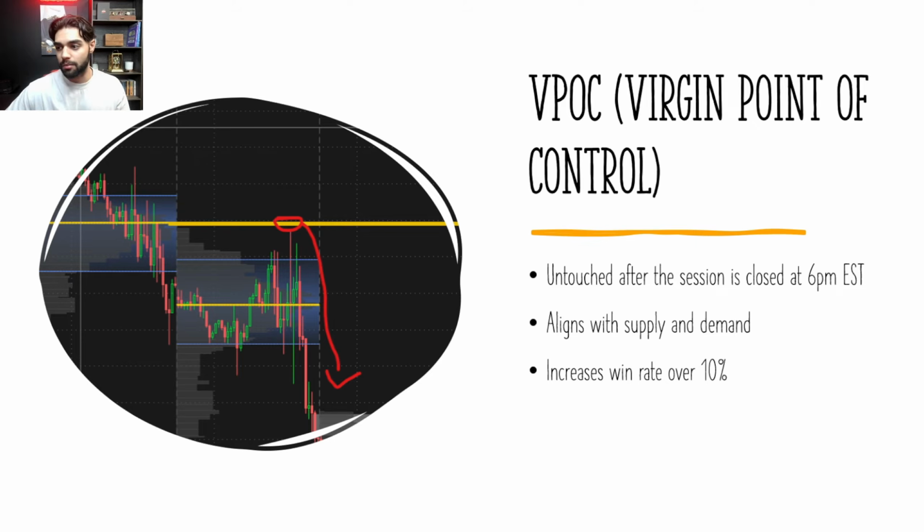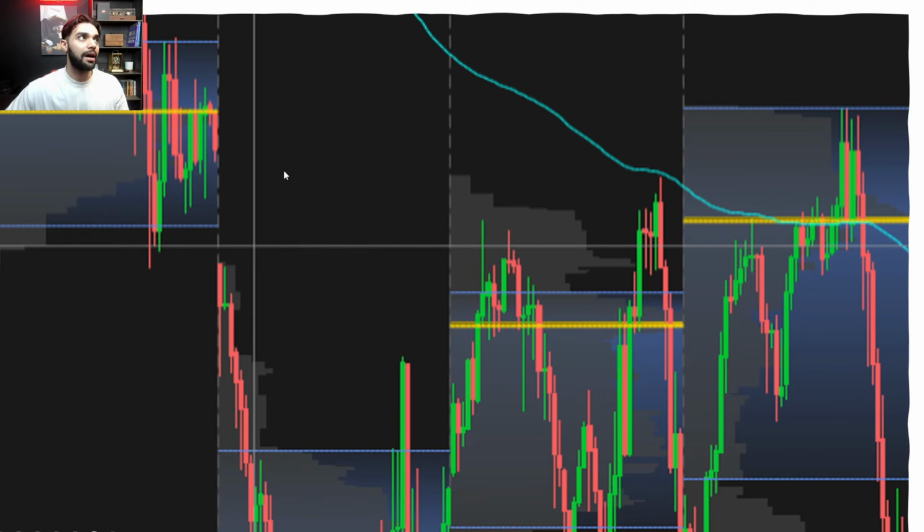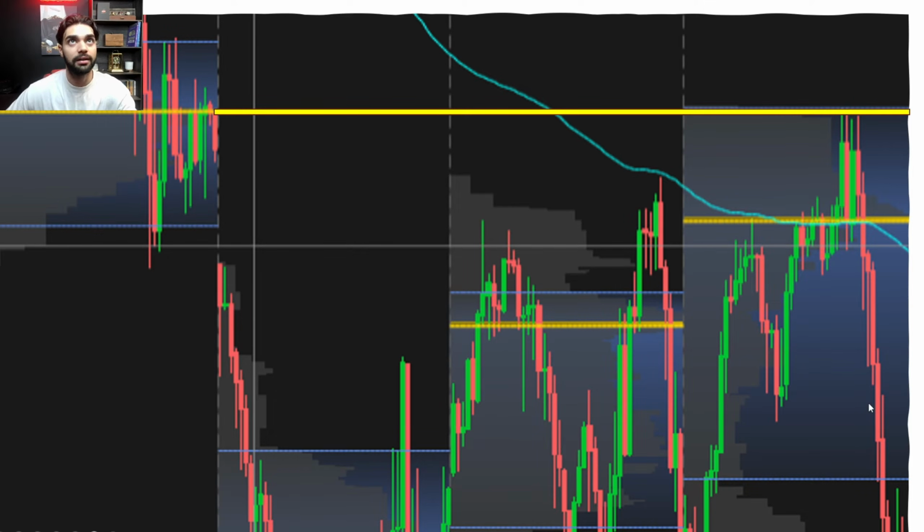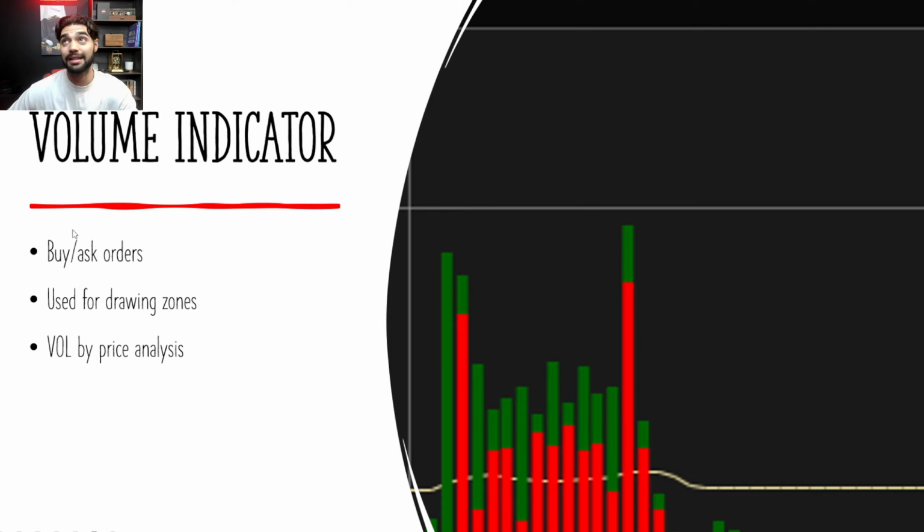Now, let's go ahead and move on to the next one. I'm going to show you how these VPOC levels actually act. Right here is a point of control that was not touched after this day was closed. Come back in, we touch it, and the market sells off. So it's very, very well respected. Control line right there, touch, sell off. And I just mark these with a line. So that is pretty much it. Super simple on that side.